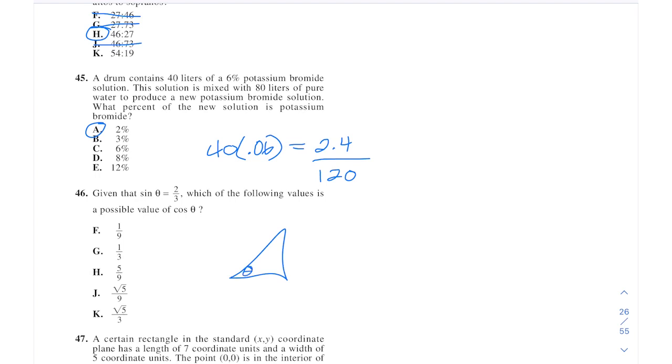Here I draw a triangle, so opposite over hypotenuse. This is a SOHCAHTOA question. So here, this would be root 5. So cosine would be root 5 over 3.